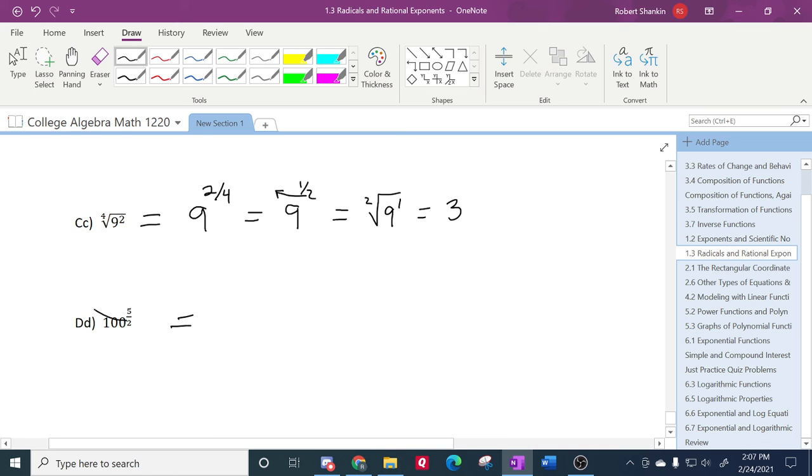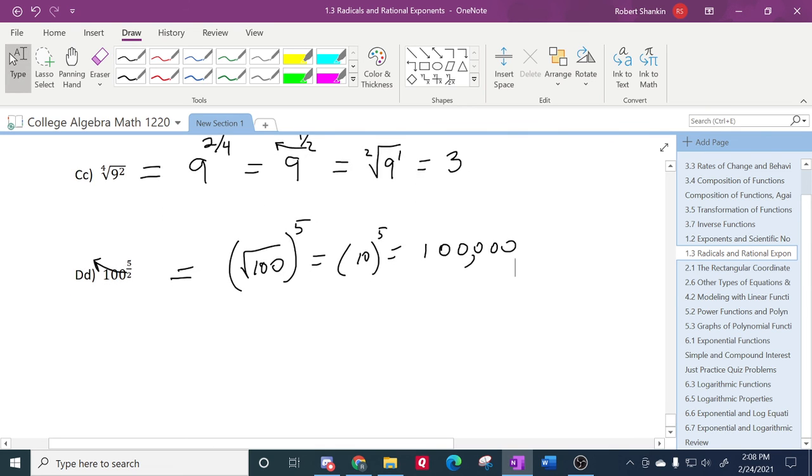So the bottom number comes out. It's the square root of 100 to the 5th. But square root of 100 is 10. And that gives me 1 with 5 zeros. So that's my answer. All right. Any questions?